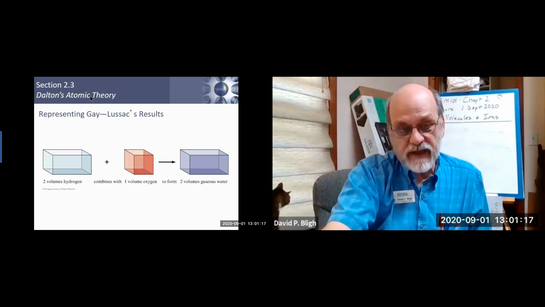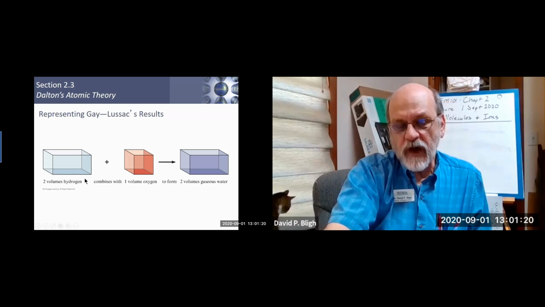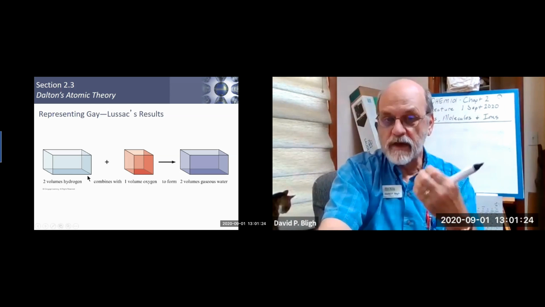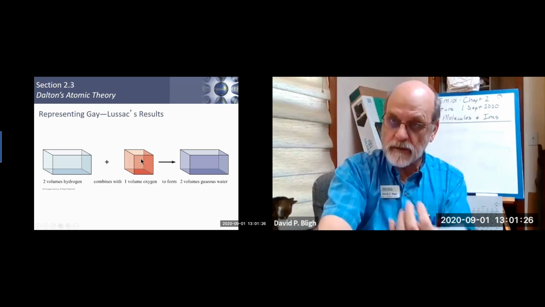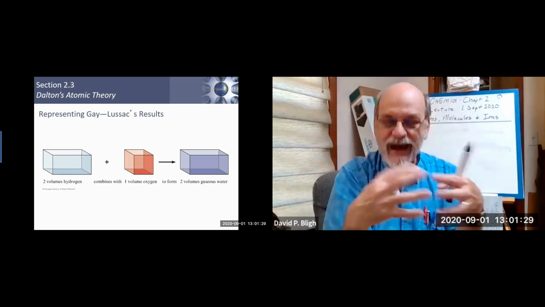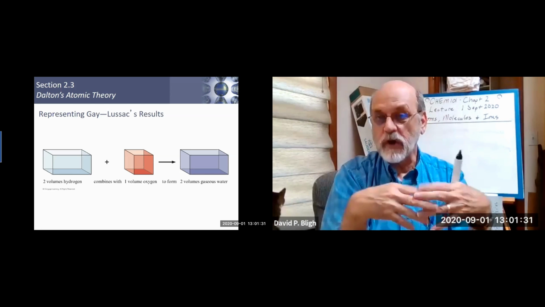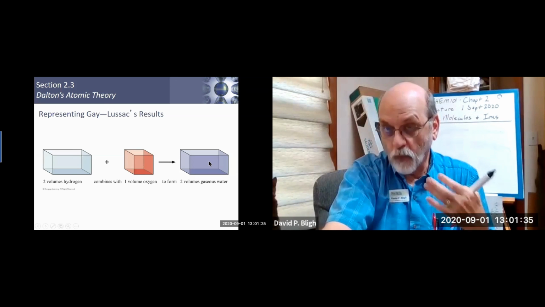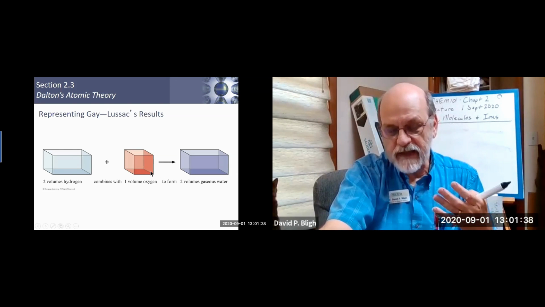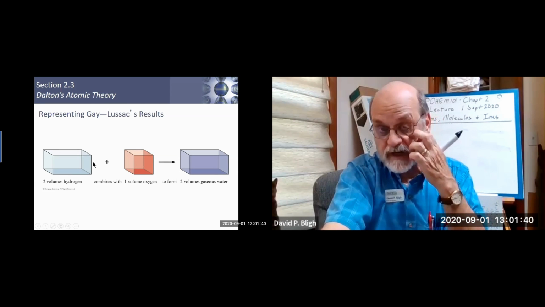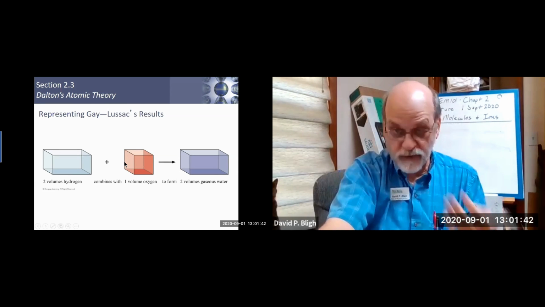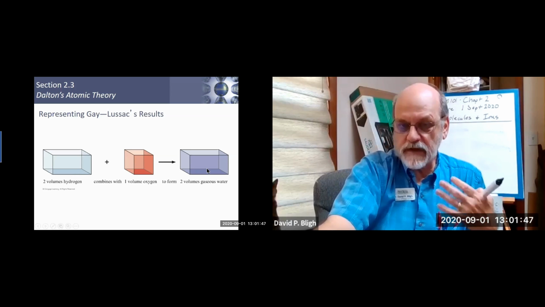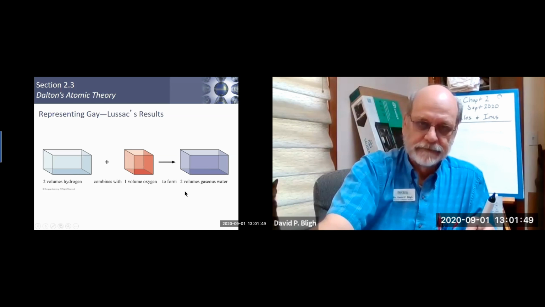And the fact of the matter is, 2 volumes of hydrogen gives you a certain number of atoms, and 1 volume of oxygen gives you a certain number of oxygen atoms. When you combine them, then their combination gives you 2 volumes of water. So we're not actually adding oxygen and hydrogen here as we would arithmetically. We're adding them chemically, which gives us 2 volumes of gas.